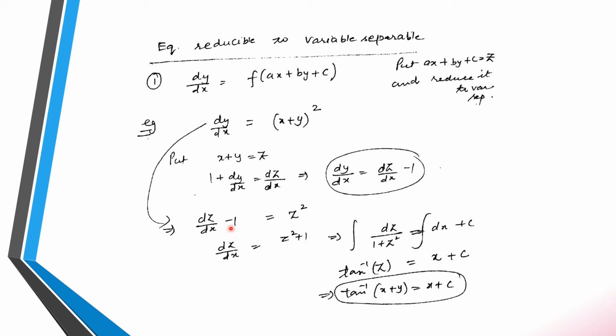Now you can take this minus 1 to this side, and you will see now we can separate the variables. This is only a function of z, so you can take this term with dz, and you can take this dx to the other side. Integrating both sides, you will have the solution.